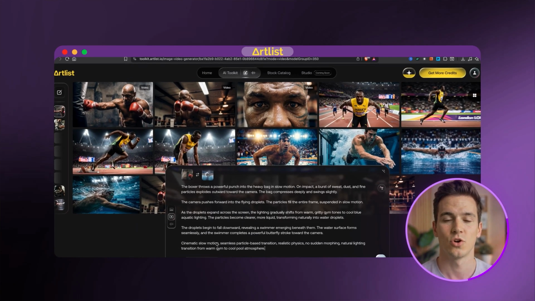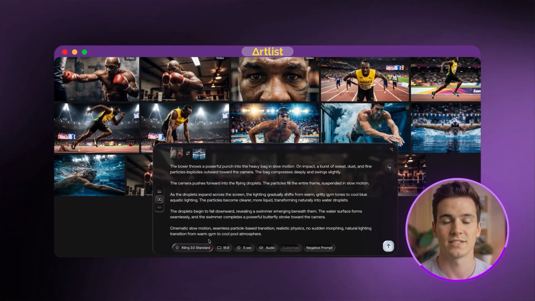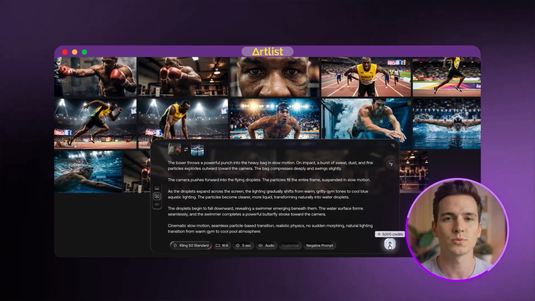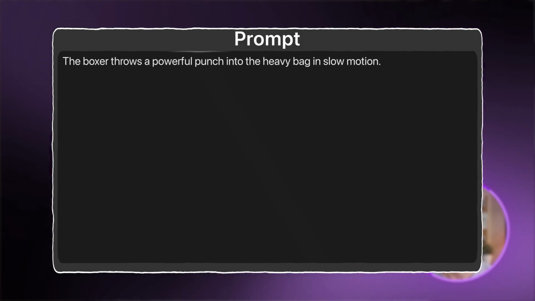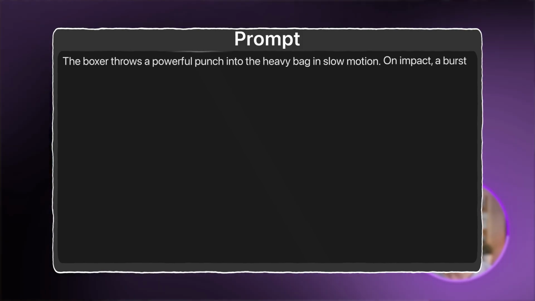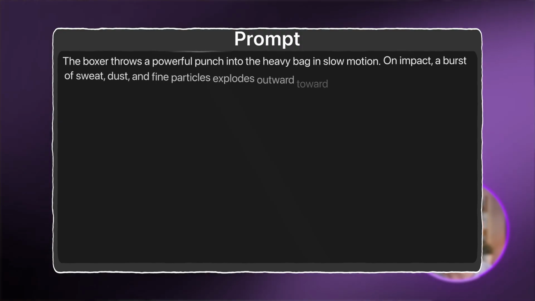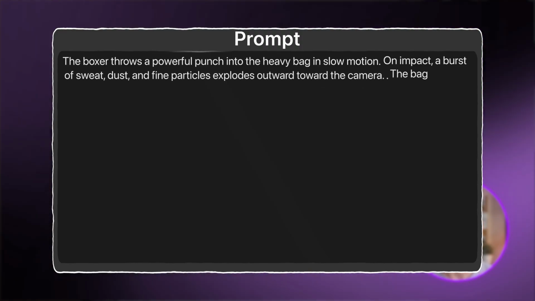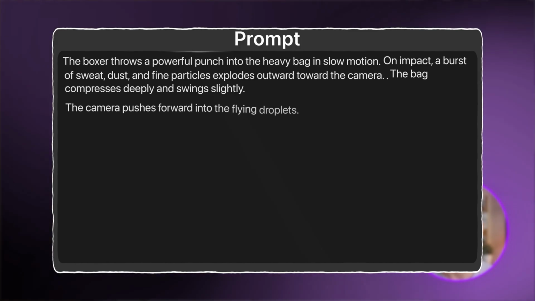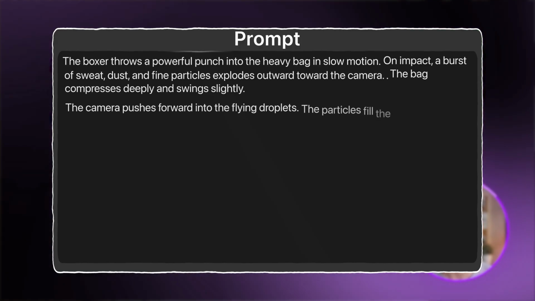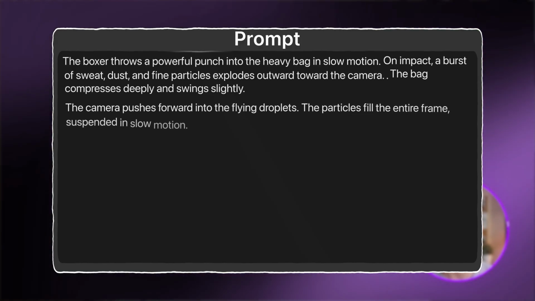Now here's the key. Your prompt has to describe the camera movement, not just the object. This is the prompt we will use. The boxer throws a powerful punch into the heavy bag in slow motion. On impact, a burst of sweat, dust, and fine particles explodes outward toward the camera. The bag compresses deeply and swings slightly. The camera pushes forward into the flying droplets. The particles fill the entire frame, suspended in slow motion.